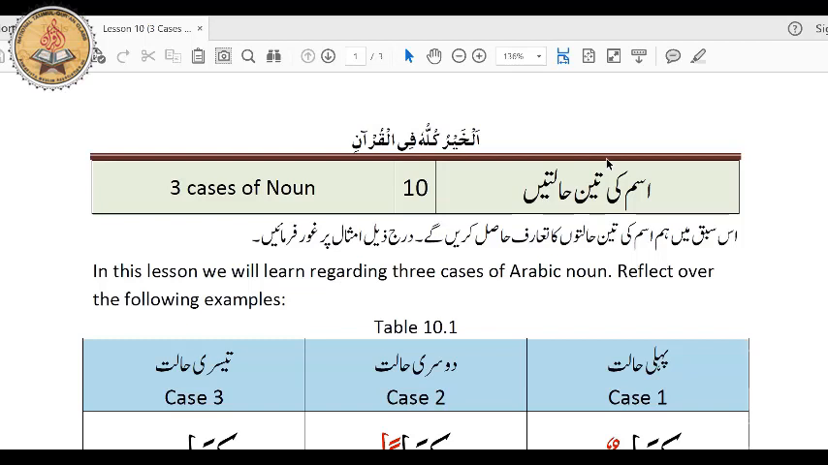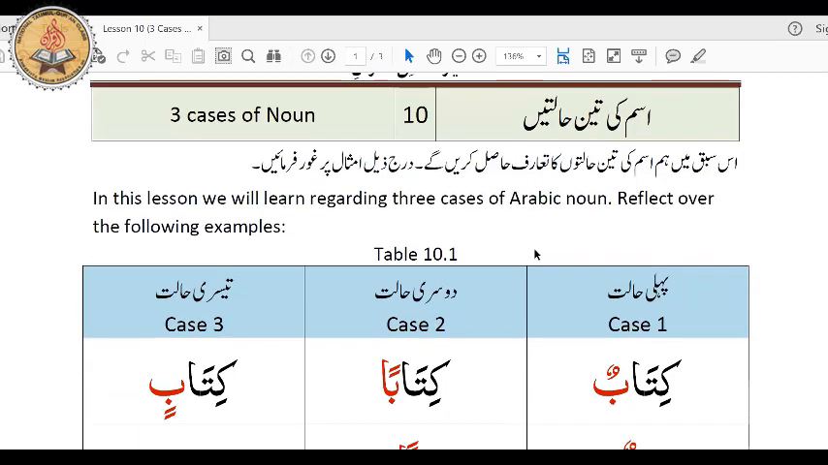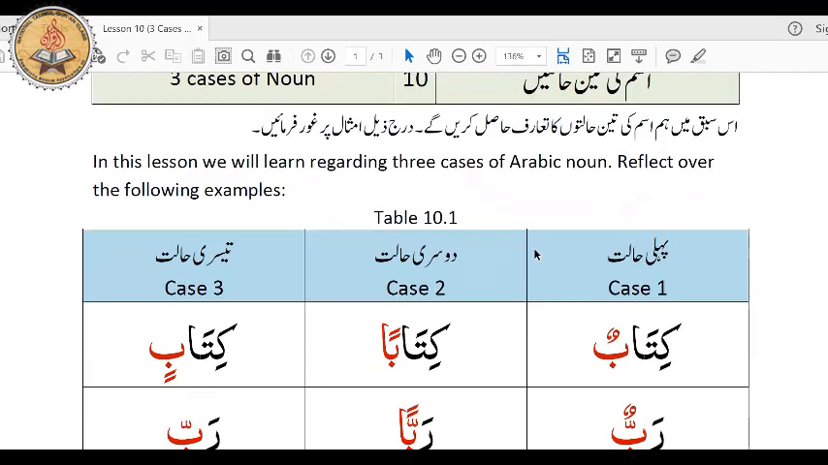So this lesson is about that. And compared to lessons 8 and 9, this lesson is short because it is just the 3 cases. Definitely I started late, but inshallah ta'ala we can cover this lesson 10 within time, no problem. As I mentioned, we have to reflect over the following examples.